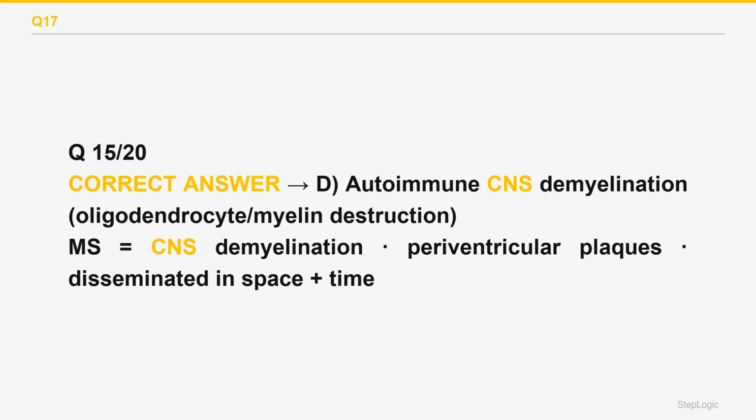The diagnostic findings support central demyelination, MRI showing multiple periventricular white matter plaques, and CSF showing oligoclonal bands of IgG, reflecting intrathecal antibody production. MS affects the CNS only, brain and spinal cord, distinguishing it from Guillain-Barré, which is peripheral. It is most common in young women in temperate latitudes. The autoimmune CNS demyelination with periventricular plaques and oligoclonal bands is multiple sclerosis.